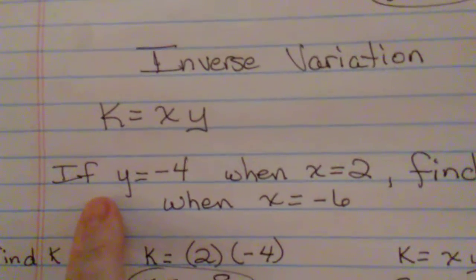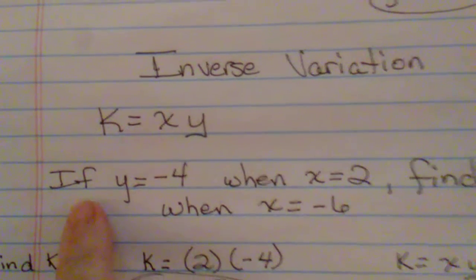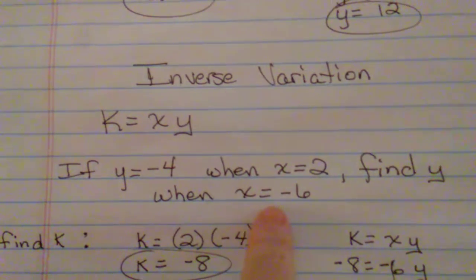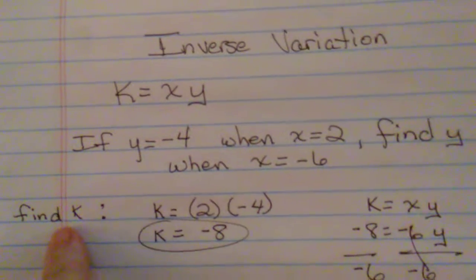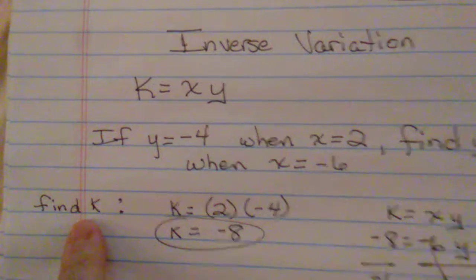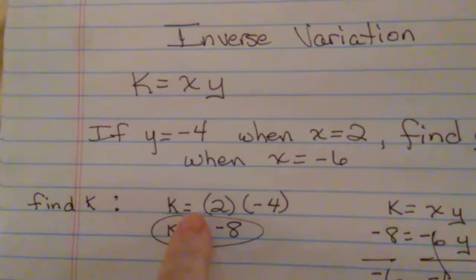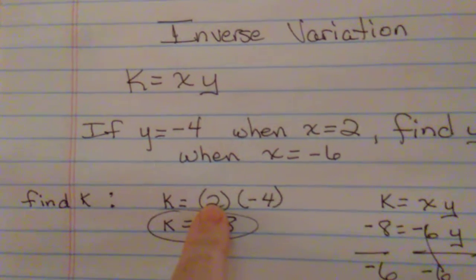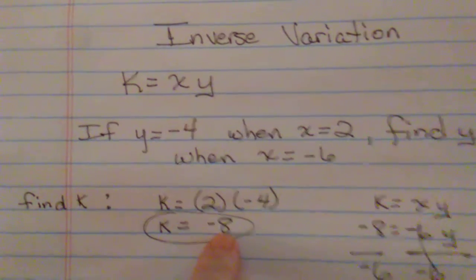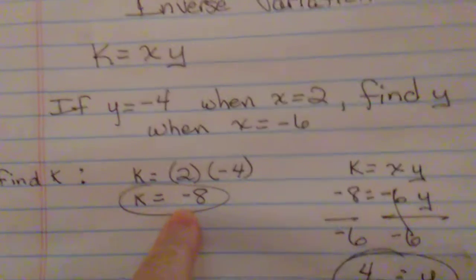Okay, so here's our problem. If y equals -4 when x equals 2, find y when x equals -6. So we're going to always find k first. So I put my equation, k equals xy, and I substitute in 2 for x and -4 for y. Multiply and get -8. There's k equals -8.